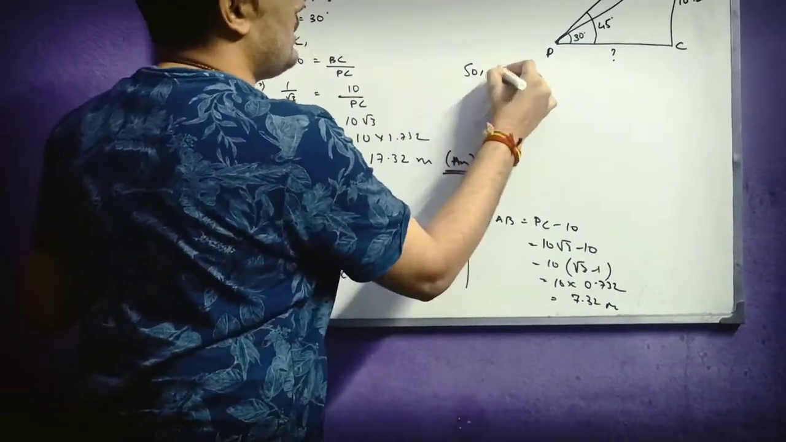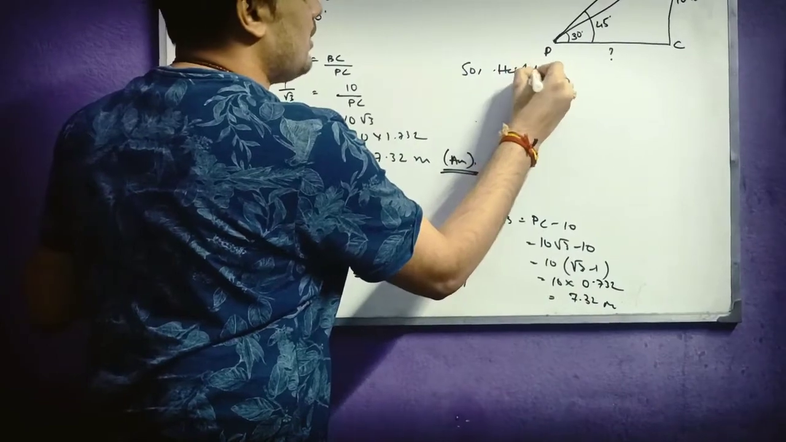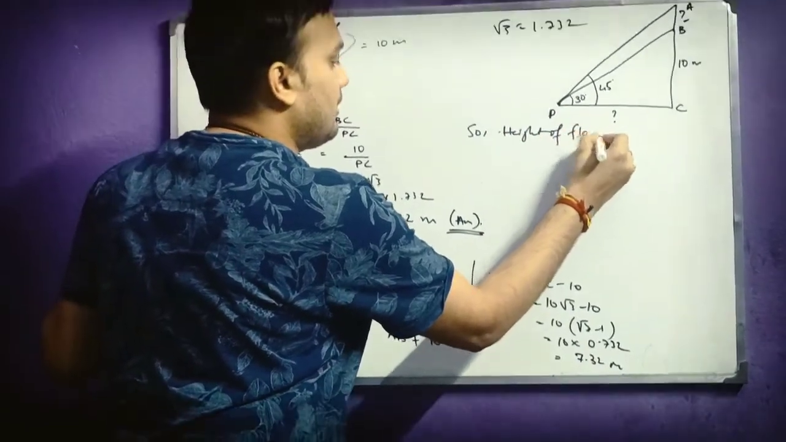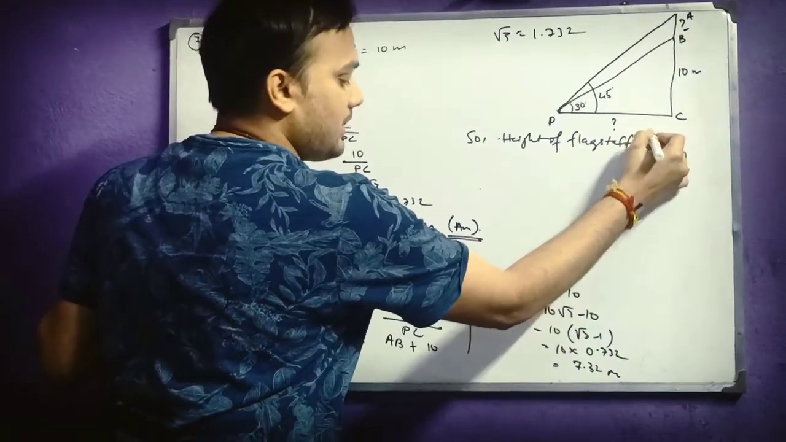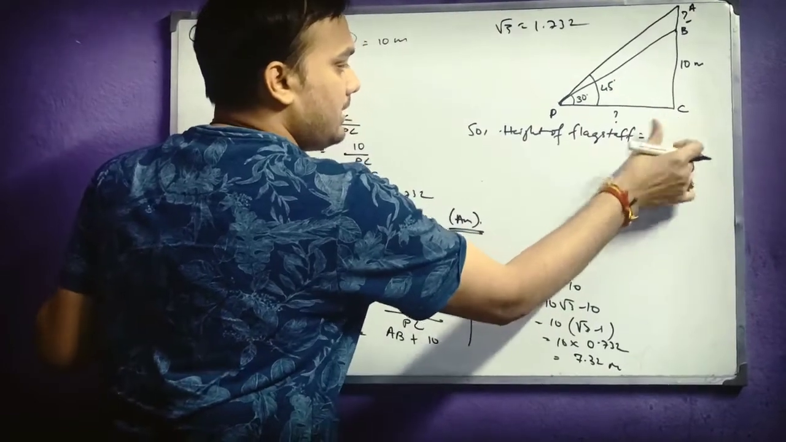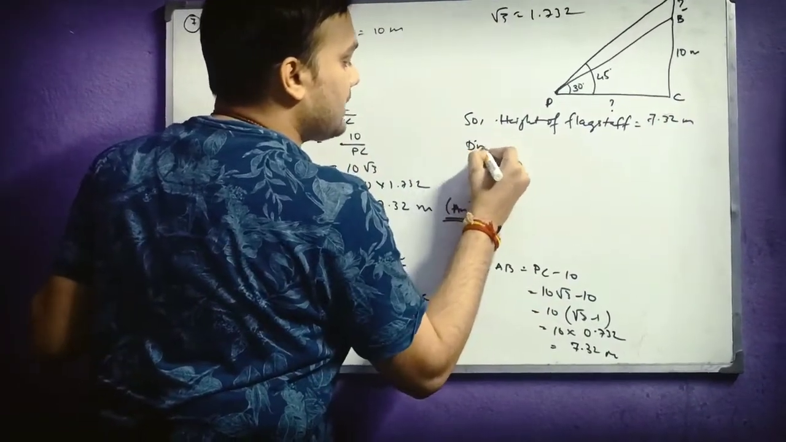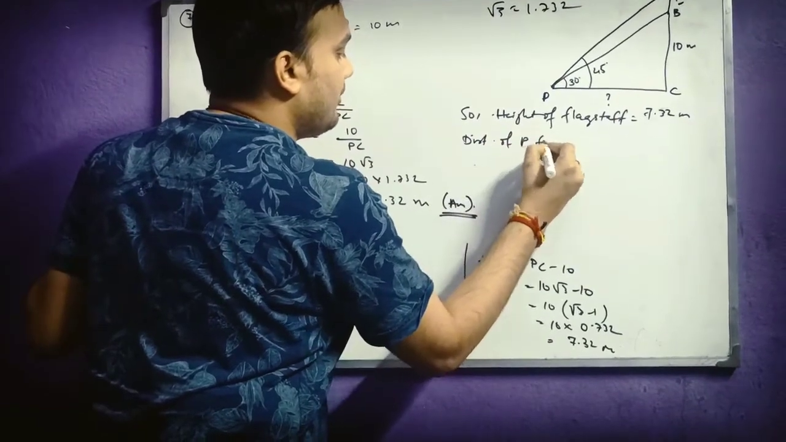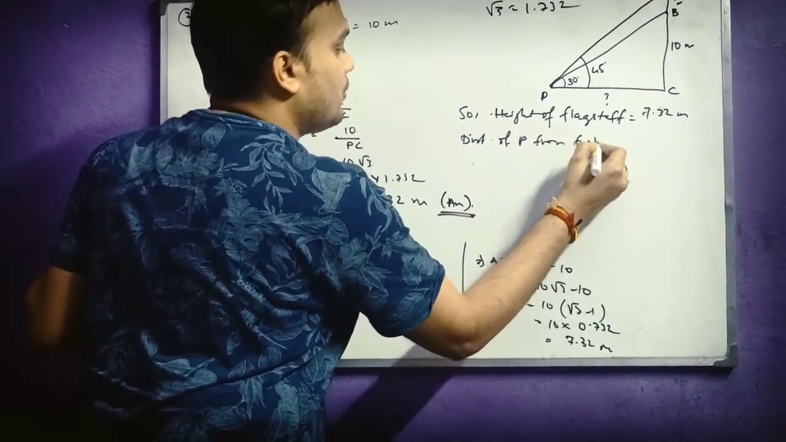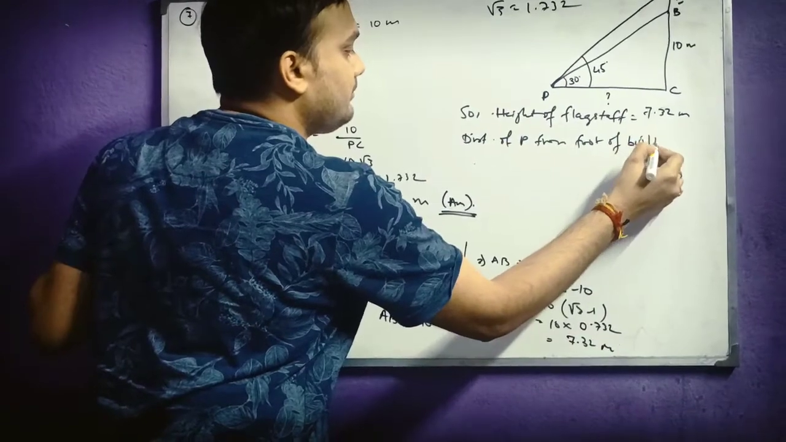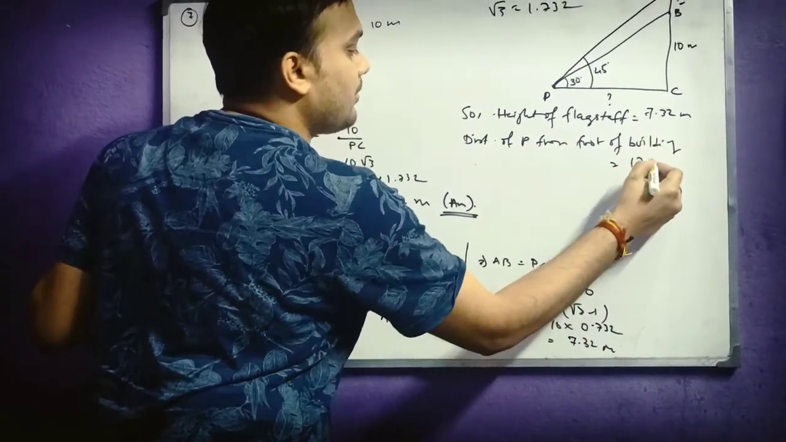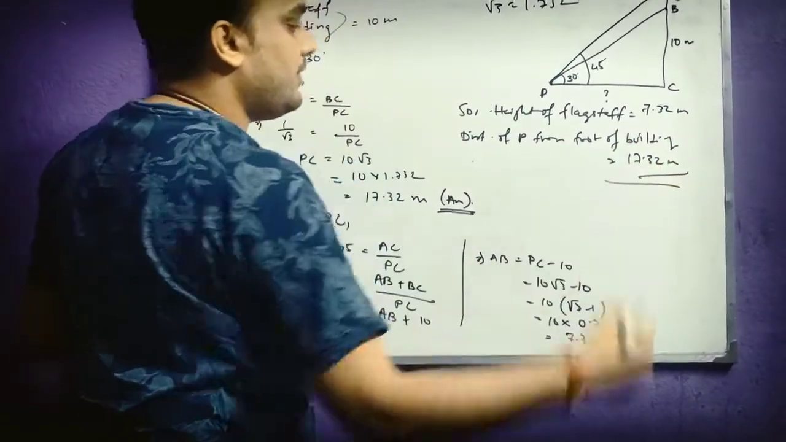So height of flagstaff is 7.32 meter, and distance of P from foot of building is equal to 17.32 meter, which is our answer.